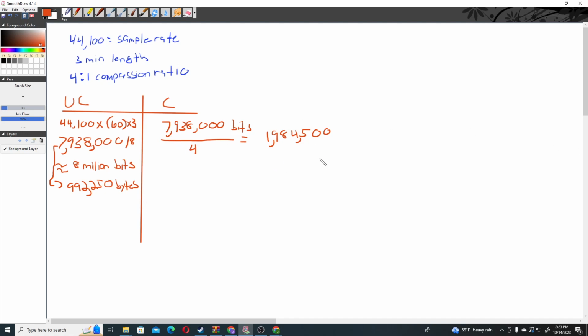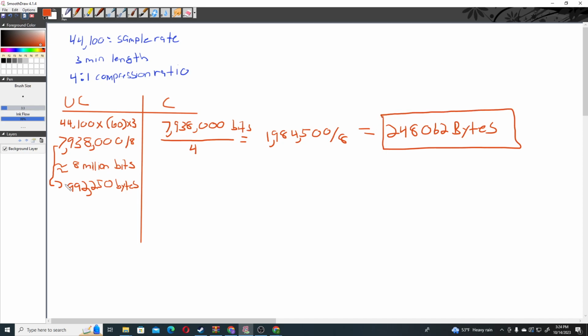And let's just divide this by 8 to get the bytes. So it's 248,062.5 bytes. So we went from originally about 1 million bytes to 250,000 bytes. That's really good. That's a nice compression ratio. So you saved a lot of hard disk space. All right, so that's number one.